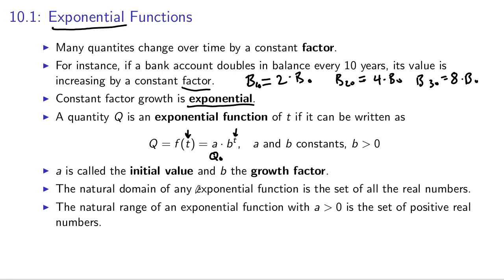The natural domain of any exponential function is the set of all the real numbers, so we can put any real number in as the exponent. But the range that we get out will be a positive number, because even a negative power gives us a positive number, right? If we take 2 to the negative 2, we get 1 over 2 squared, which is 1/4. So the more negative we get in our exponent, we stay positive, but we get smaller and smaller. Now if a is negative, of course, it inverts that whole thing, and we would have a negative range. All the negative real numbers would be our range.